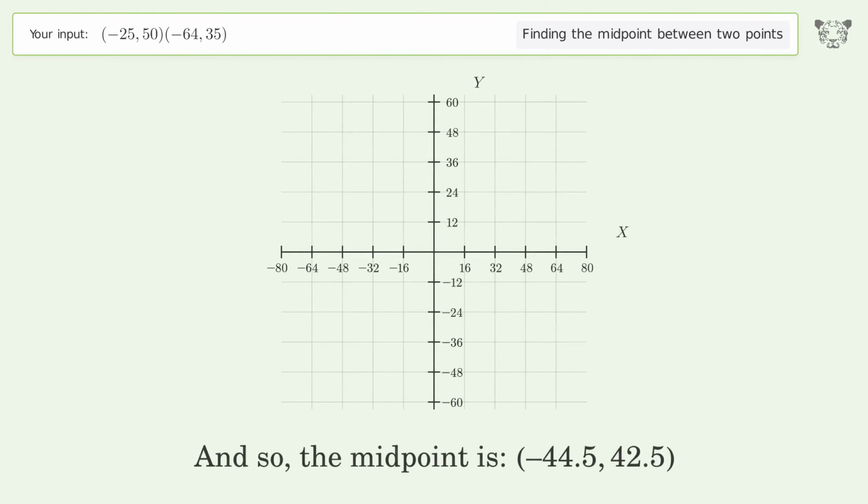And so, the midpoint is negative 44.5, 42.5.